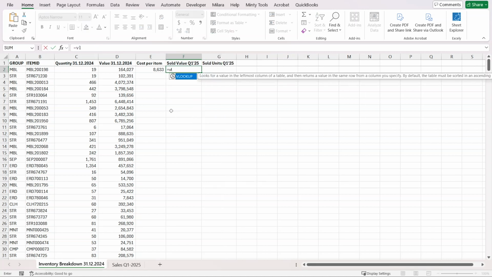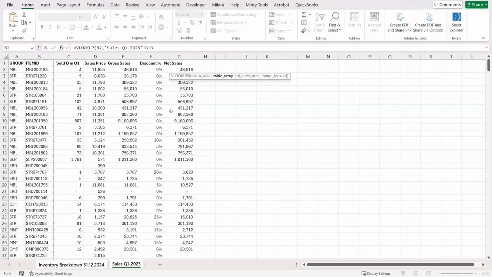Okay, let's VLOOKUP those. I'm going to VLOOKUP item ID. I'm going to go here, grab this, and look at net sales. There's a debate that can be had whether we should look at gross sales or net sales, because net sales are discounted. I would prefer to look at net sales because usually if we discounted this, for example, by 10% to be able to sell it in Q1, then we'll probably have to discount it in the future as well. Okay, so we're going to grab the net sales.